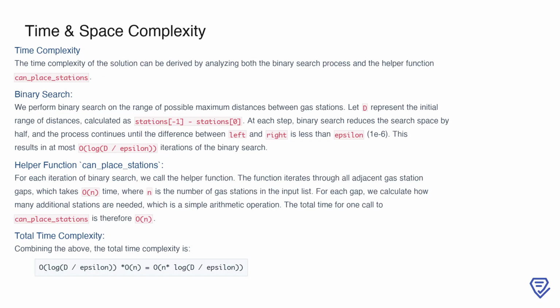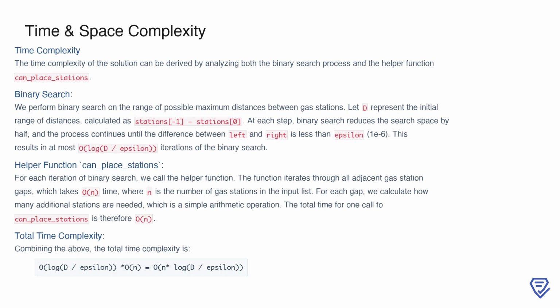To analyze the time complexity of our solution, we need to consider two main components: the binary search process and the helper function, can_place_stations. First, let's look at the binary search. Here, we're searching for the minimum possible maximum distance between gas stations. The range of this search is determined by the maximum distance between the first and last stations, denoted as d.